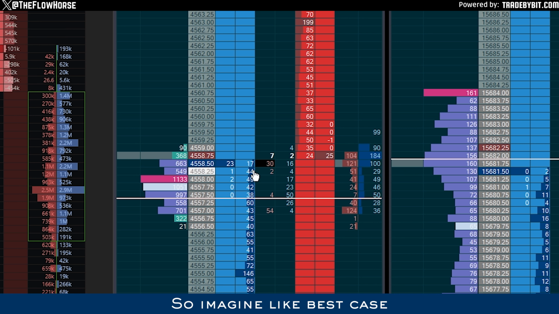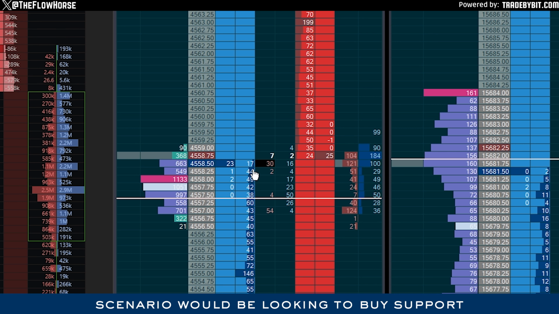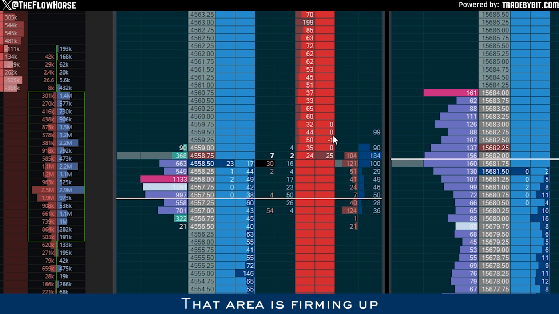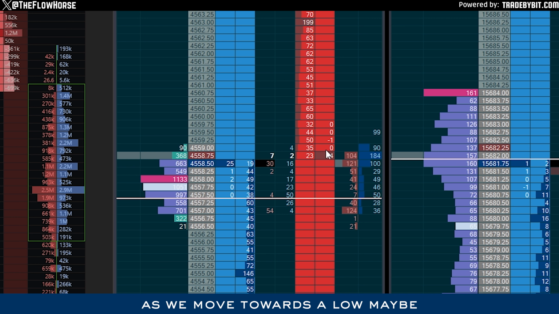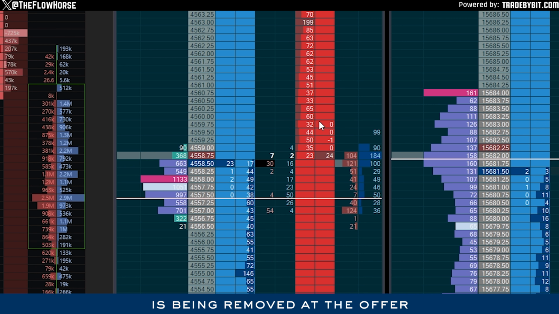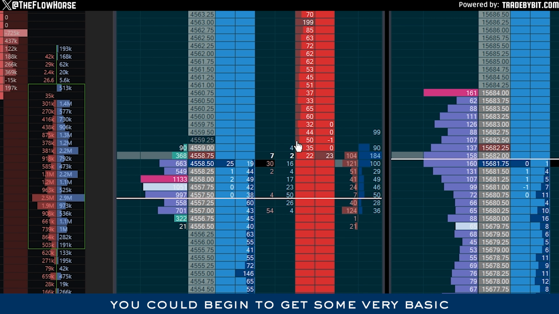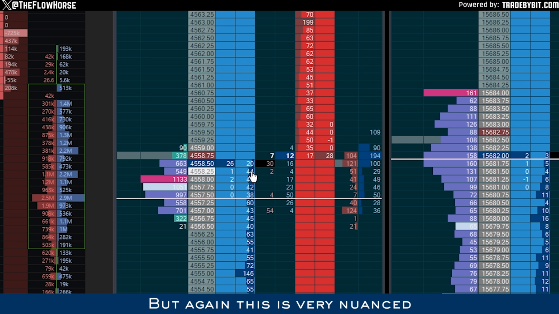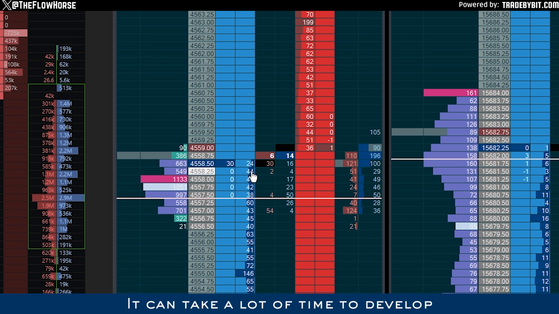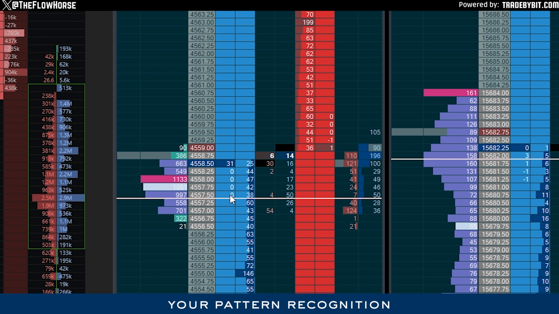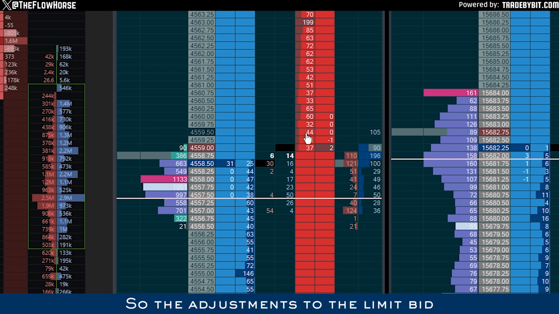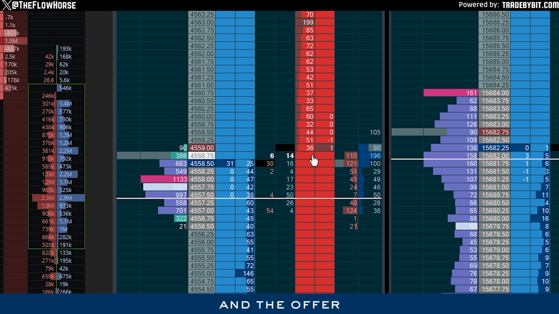Okay, so imagine the best case scenario: you're looking to buy support. That area is firming up. There's not as much intention to sell anymore at that level as we move towards a low. Maybe this liquidity is being removed at the offer. You could begin to get some very basic signs that you would look for. But again, this is very nuanced. You can take a lot of time to develop your pattern recognition and the little anomalies that take place and things that you'll pick up on when you look at this over time. So pulling and stacking: the adjustments to the limit bid and the offer.